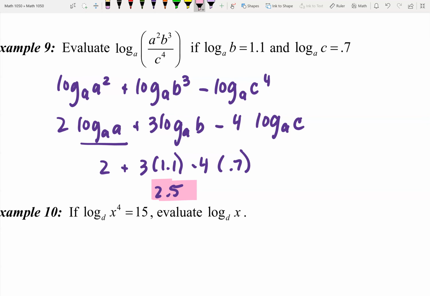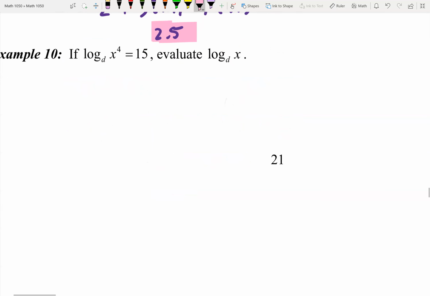Will we get docked points if we skip the first step? No. No, I know you guys are smart. Okay, right here.